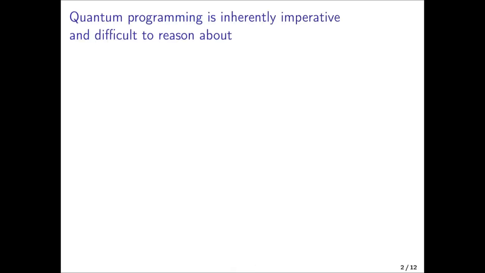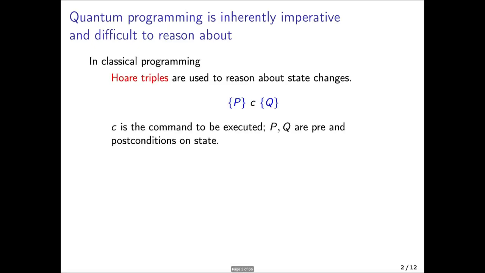We know that quantum programming is inherently imperative and difficult to reason about. It is imperative because we apply a sequence of gates that each manipulate quantum state. We do measurements, which can destroy quantum state, for example, and we also prepare state, which is also a stateful, effectful operation. In classical programming, Hoare triples are a way to reason about change in state.